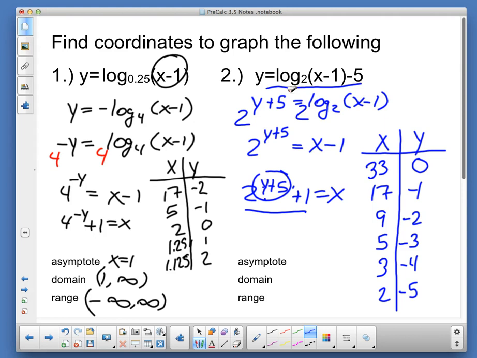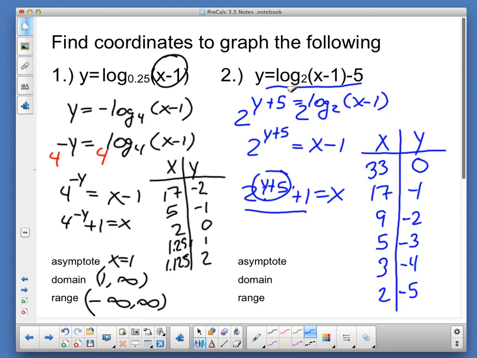If you've made a mistake, in all honesty, it's a sign error in this stuff. So be careful about it. But I just generated a set of values, calculator free, that we can graph quickly for a log function. And I did it log base 2. I didn't even do a change of base formula or anything with it. I just took it the way it was.